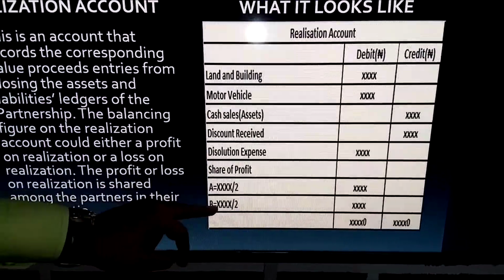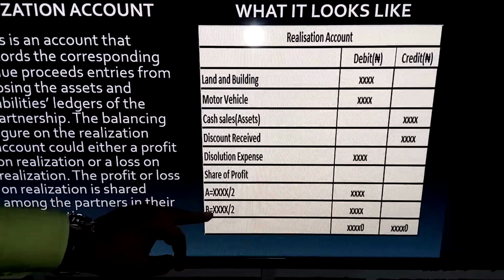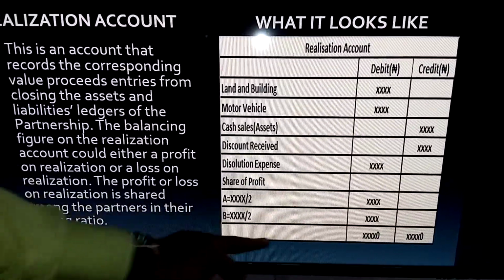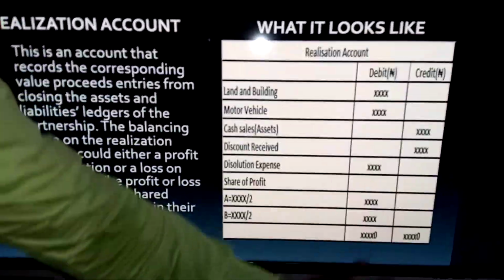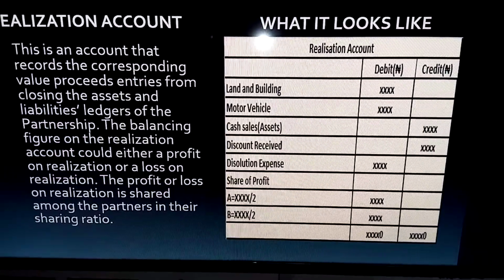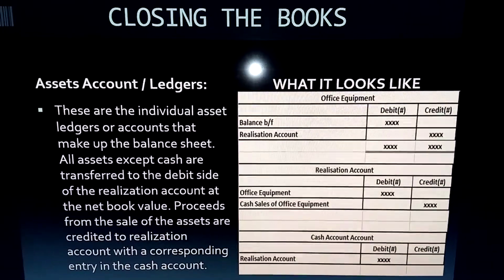which you're going to share among the partners. Let's assume A and B share their profit equally. So you just divide by 2. And that ends the realization account. Now we have the asset account or the ledger.